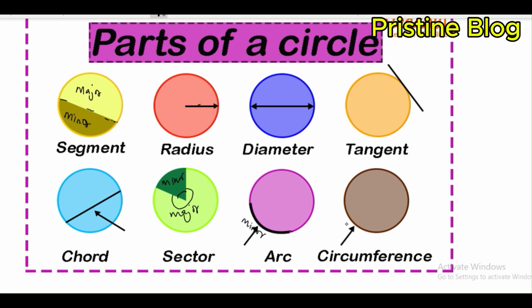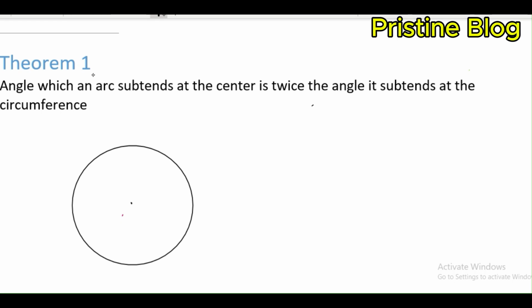Okay, we have the circumference of a circle. So the minor arc and the major arc, the addition of them comprises the circumference of a circle. Now let's go to the circle theorem, theorem 1. The angle which an arc subtends at the center is twice the angle it subtends at the circumference.